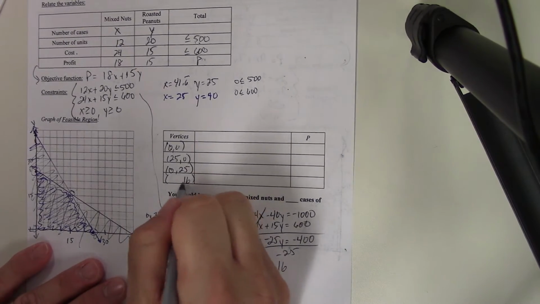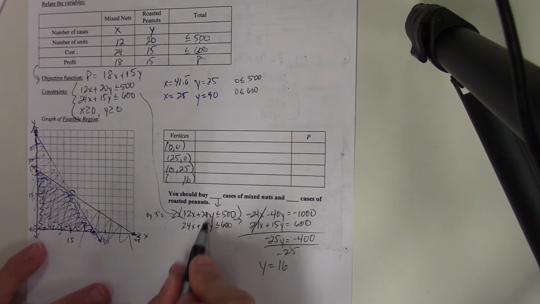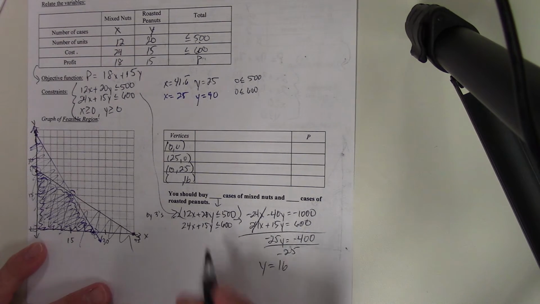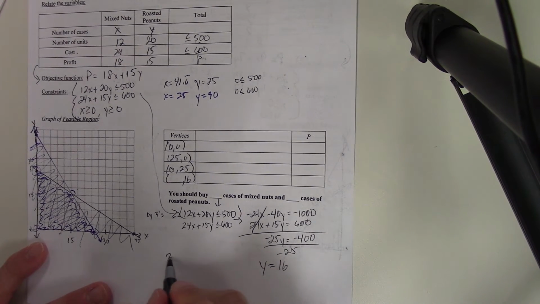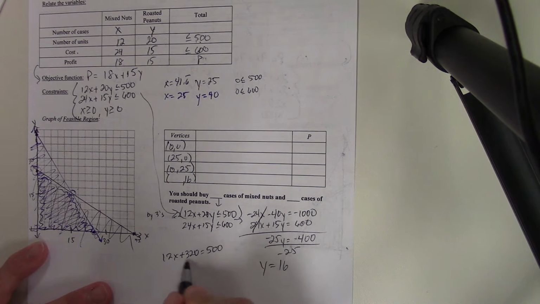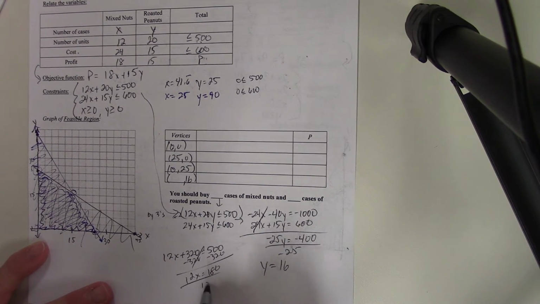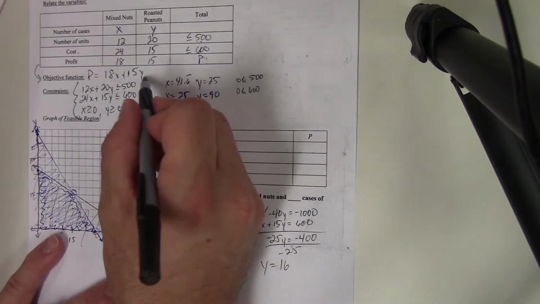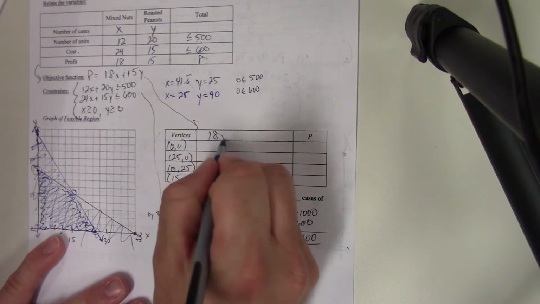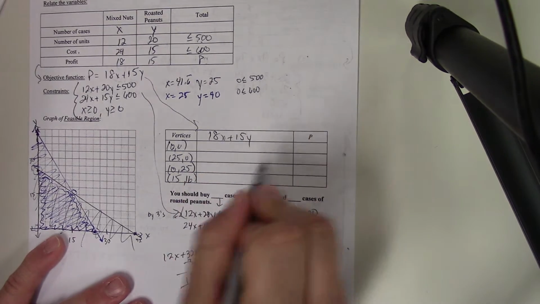So I'm going to go plug that in here. And then plug 16 into either one of these. 20 times 16 is 2 times 16 is 32 with a 0 on it. So 12x plus 320, minus the 320 to both sides and divide by 12. When I do that, I get 15. Now I have my points that I can plug into my objective function to get my answer here.